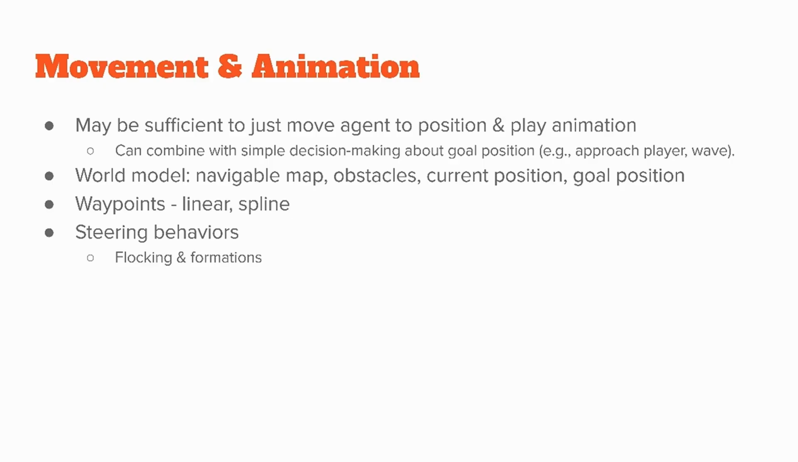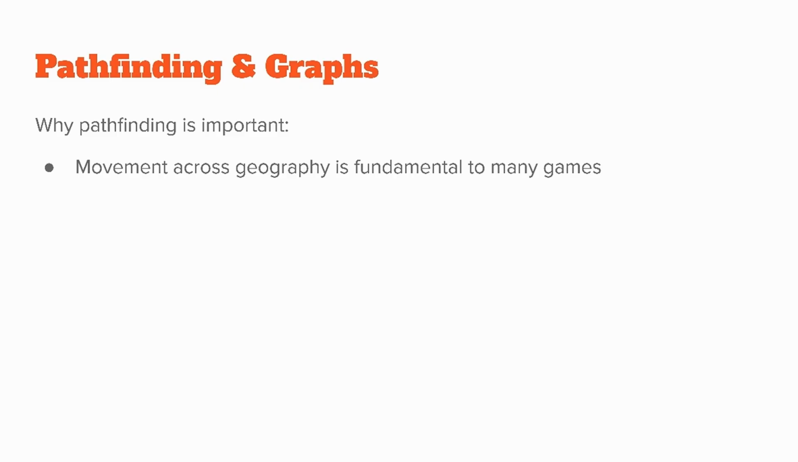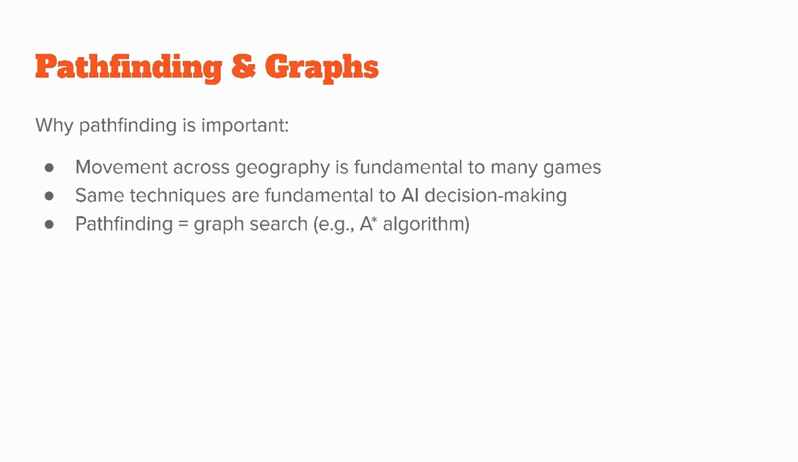Flocking and formations are very often done with steering behaviors. But on top of steering behaviors, we very often use something called pathfinding. And there's a reason why I'm going to go over pathfinding really quick before the rest of behavioral AI. So pathfinding is important because movement is fundamental to so many games, RTSs, shooters, and pretty much any game with units that can move around. But the same techniques that you use for determining how to move are fundamental to other types of AI too.